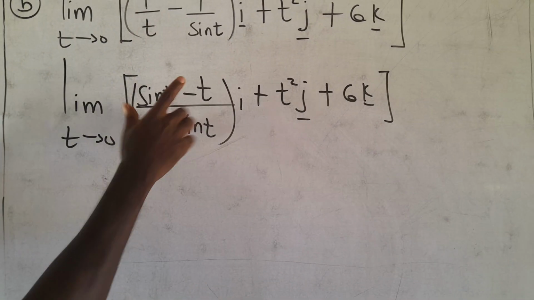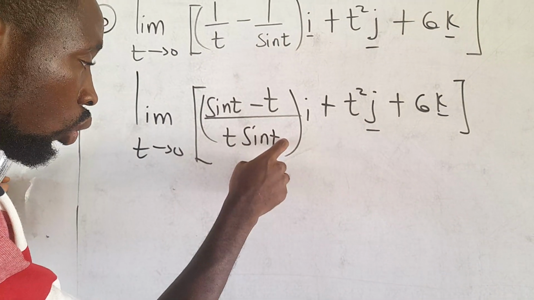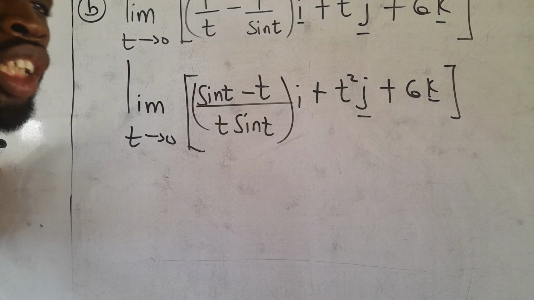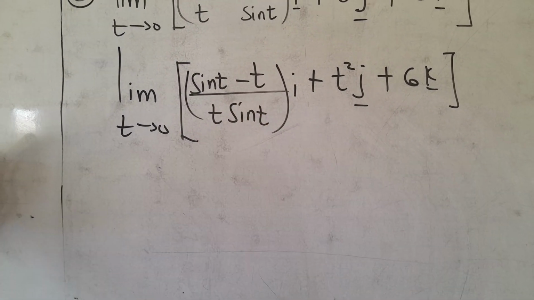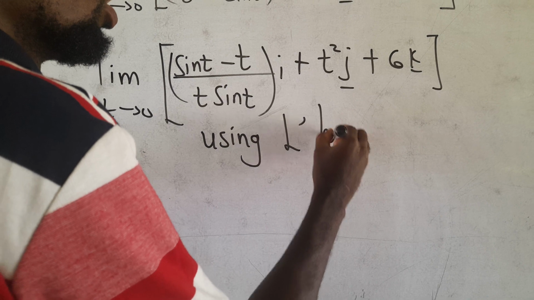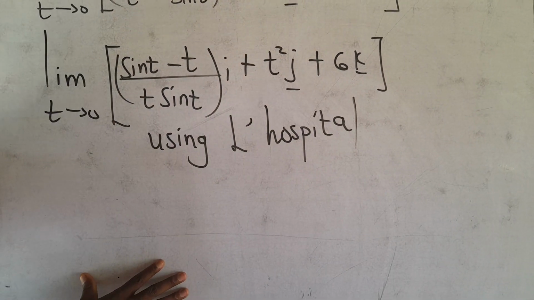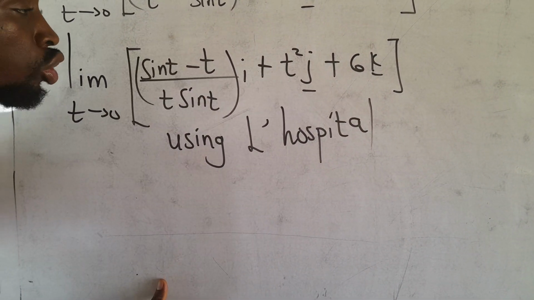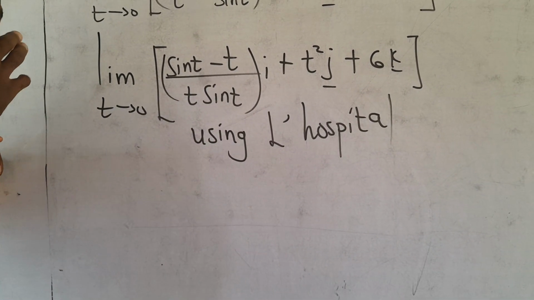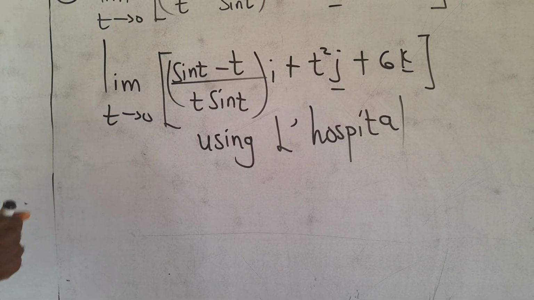Now, when we substitute 0 here, 0 times sine 0, which is also 0, 0 times 0 will be 0. The denominator there will be 0, and that makes the function undefined. So what we need to use is L'Hopital to solve this. So what does L'Hopital say? L'Hopital says we differentiate the numerator separately, differentiate the denominator separately, and substitute the value of t. If the denominator is still 0 or is making the function undefined, we differentiate again and substitute. So that's all about L'Hopital.